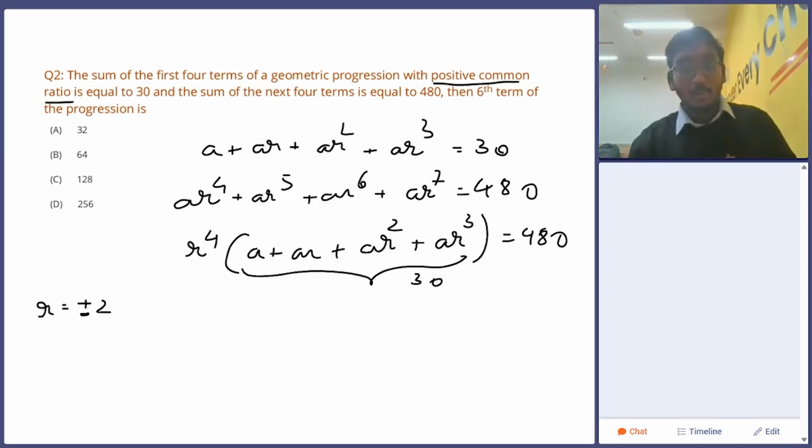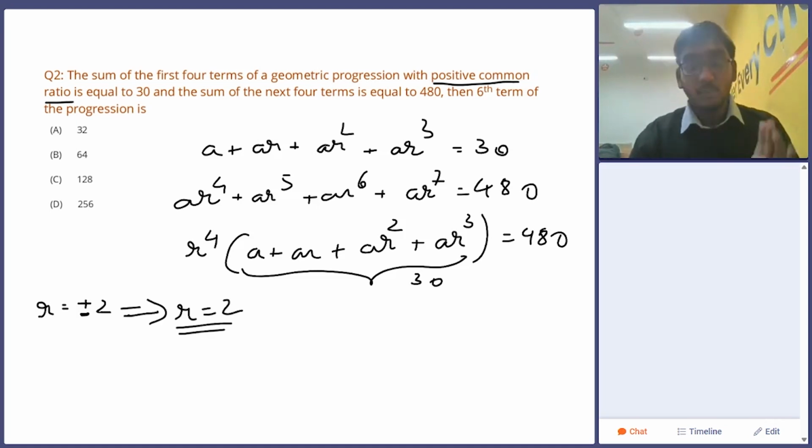So we have to consider R to be only 2, not negative 2, okay? So R will be only 2. Negative 2 is not possible as given in the question. So if R is 2, what else do we have to find? We should know what A is, because they are asking the sixth term of the progression. For that we should know what A is.